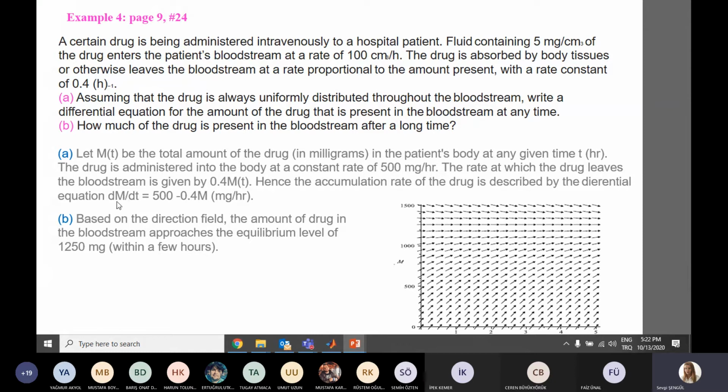And once you solve this one, you will find M(t), which is the total amount of drug in the patient's body. And once you have M(t), you can put in time. You can see that after 2 hours, what is going to be the amount of the drug in the patient's blood, or after 5 hours, or after 20 minutes. Depends on you. Once you have this solution, you can find the amount of the drug at any time. And again, if we don't solve it and we check the equilibrium solution, you will see that after a long time, the amount of the drug is going to approach 1250 milligram. Within a few hours, it will reach that equilibrium value.